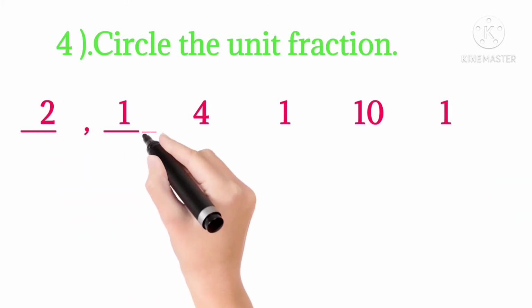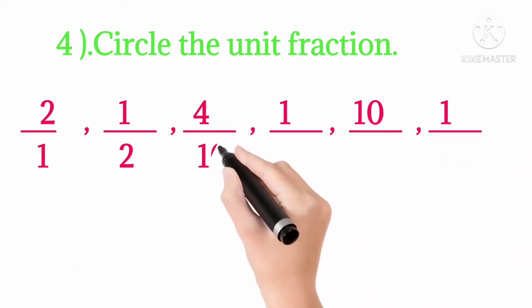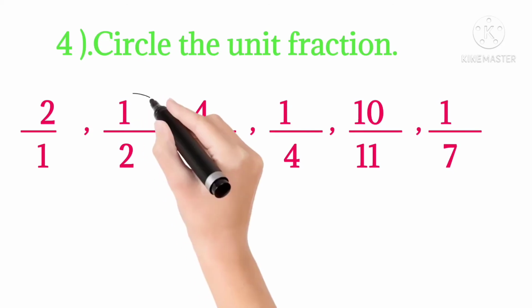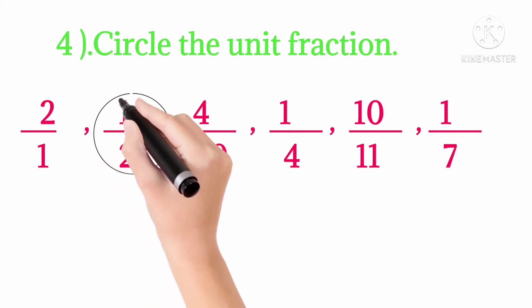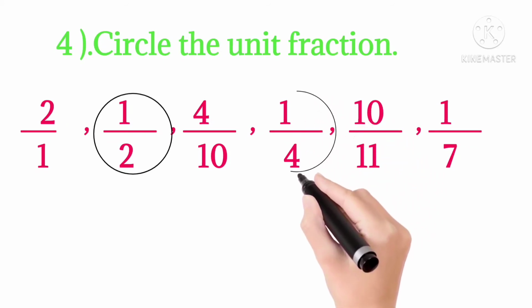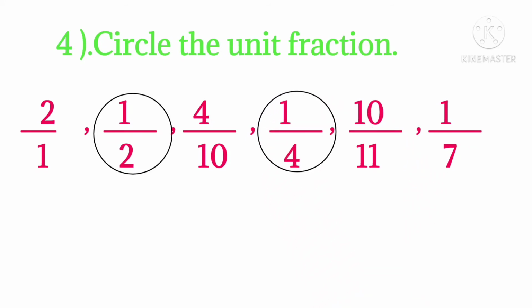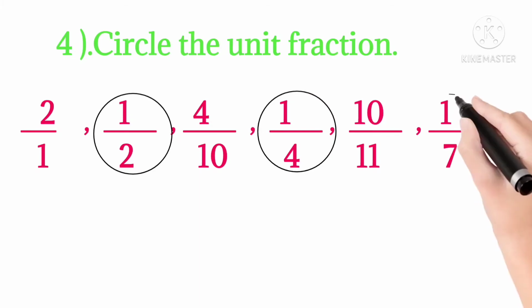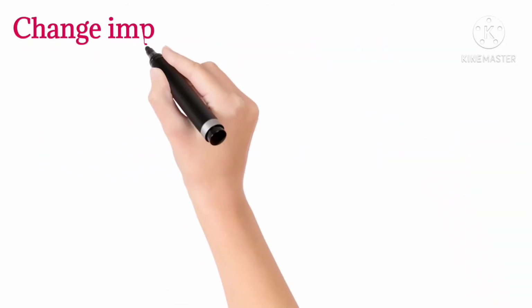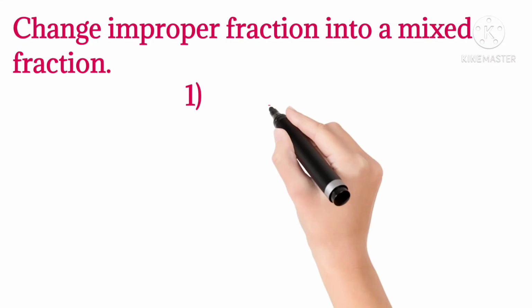4. Circle the unit fraction. We know that the fraction with numerator 1 is called a unit fraction. First answer is 1 by 2. Here 1 is the numerator. Second, 1 by 4. Third, 1 by 7. Here also 1 is the numerator.